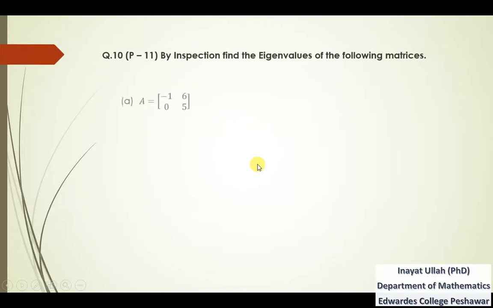That is question number 10, page number 11. It says that by inspection find the eigenvalues of the following matrices. That is a matrix A, minus 1, 6, 0 and 5. We see that this matrix is an upper triangular matrix because below this main diagonal there is 0 and above is not 0. Anyways, so its eigenvalues are minus 1 and 5.